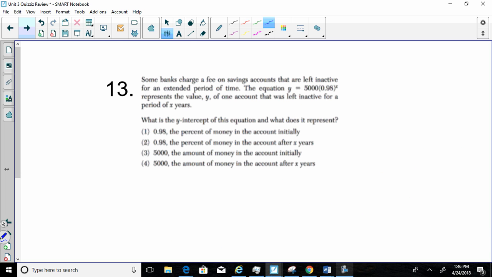All right, so this is talking about the y-intercept of this equation. Which number is the y-intercept? 5,000. So which ones can I eliminate off the bat? 1 and 2. What's another word for y-intercept? Starting. Initials. What's your answer? Consistent. Does that make sense?